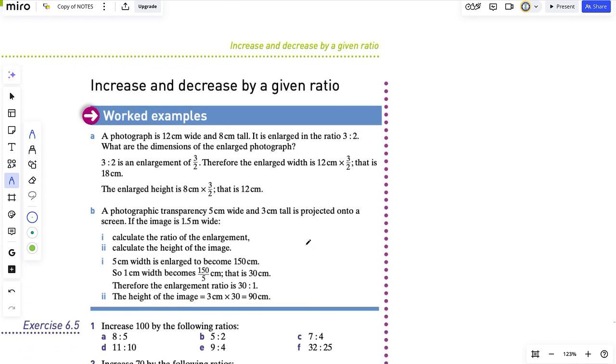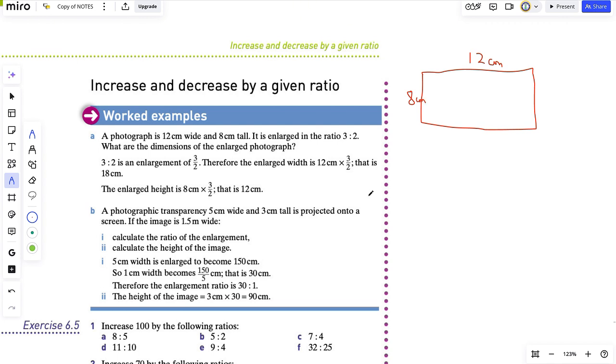Now let's go to increase or decrease by a given ratio. Say a photograph is 12 centimeters wide and 8 centimeters tall. Let's assume this is the photograph. It's 12 centimeters wide and 8 centimeters tall.